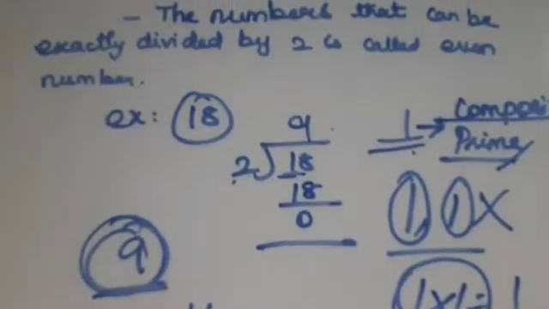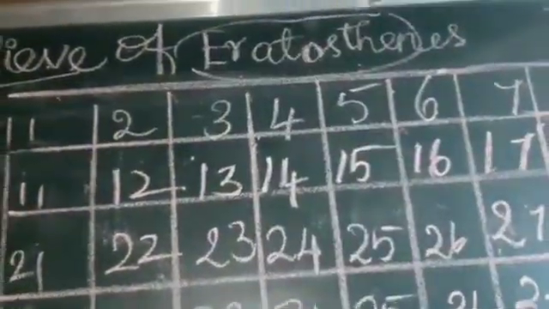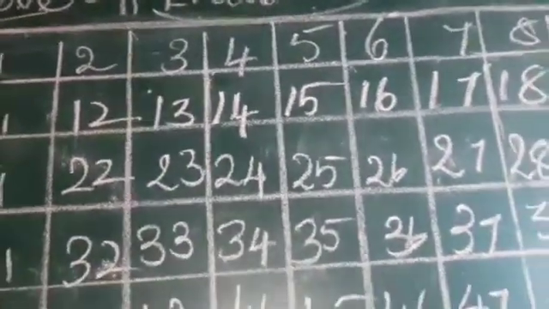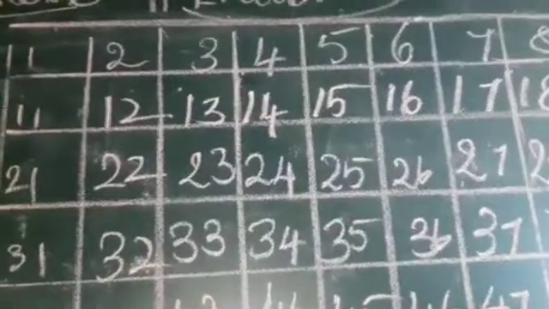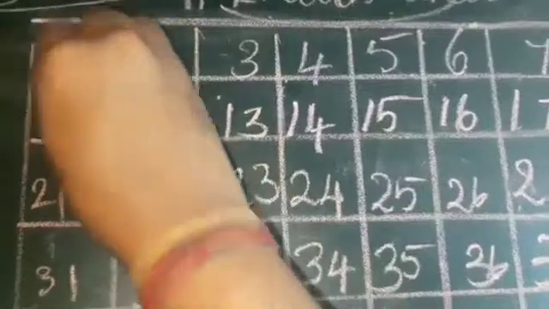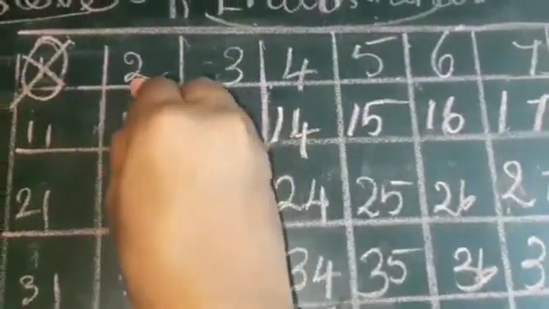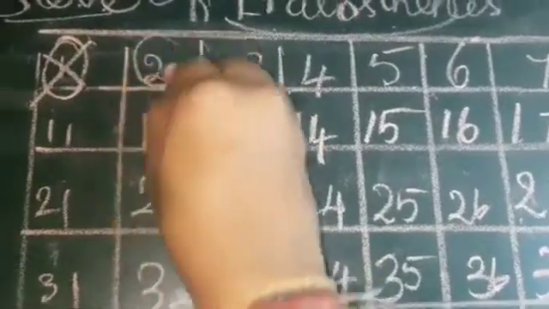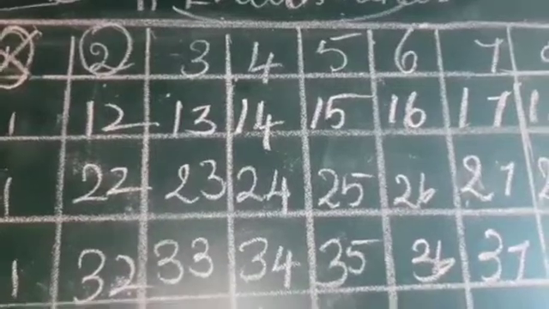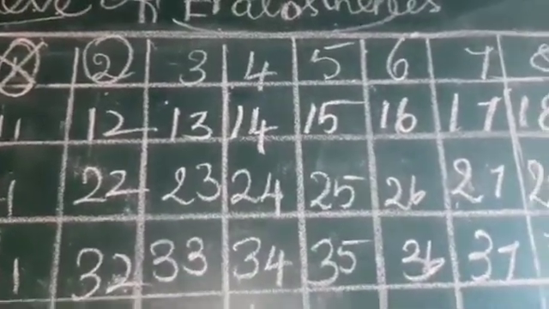Now, let's get to know the sieve of Eratosthenes. Eratosthenes is a Greek mathematician. He made a method to find the prime numbers and the composite numbers in an easier way. I told you that 1 is not a prime number or composite number. So, circle it and cross it. Then, circle 2, and cross the multiples of 2. Cross the multiples, or the numbers that are exactly divisible by 2.